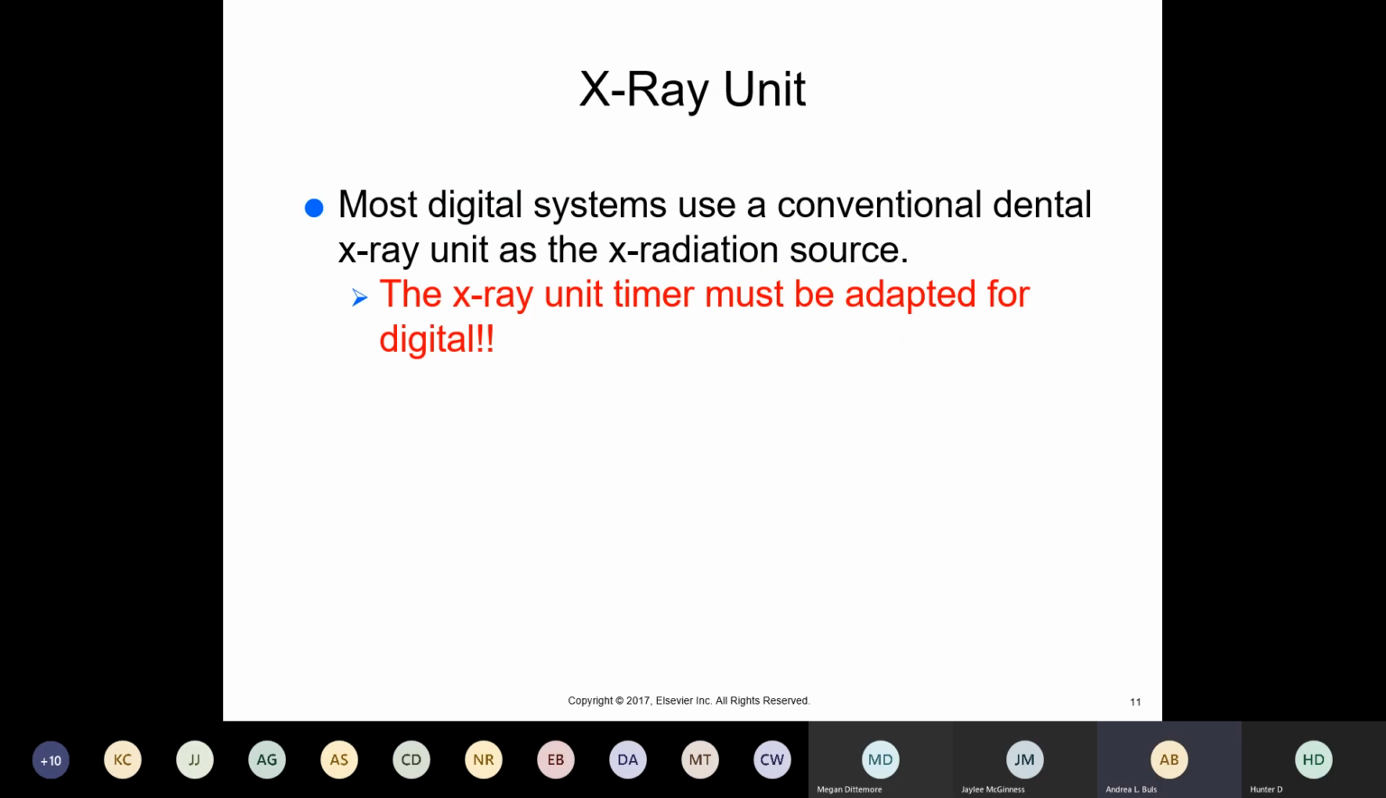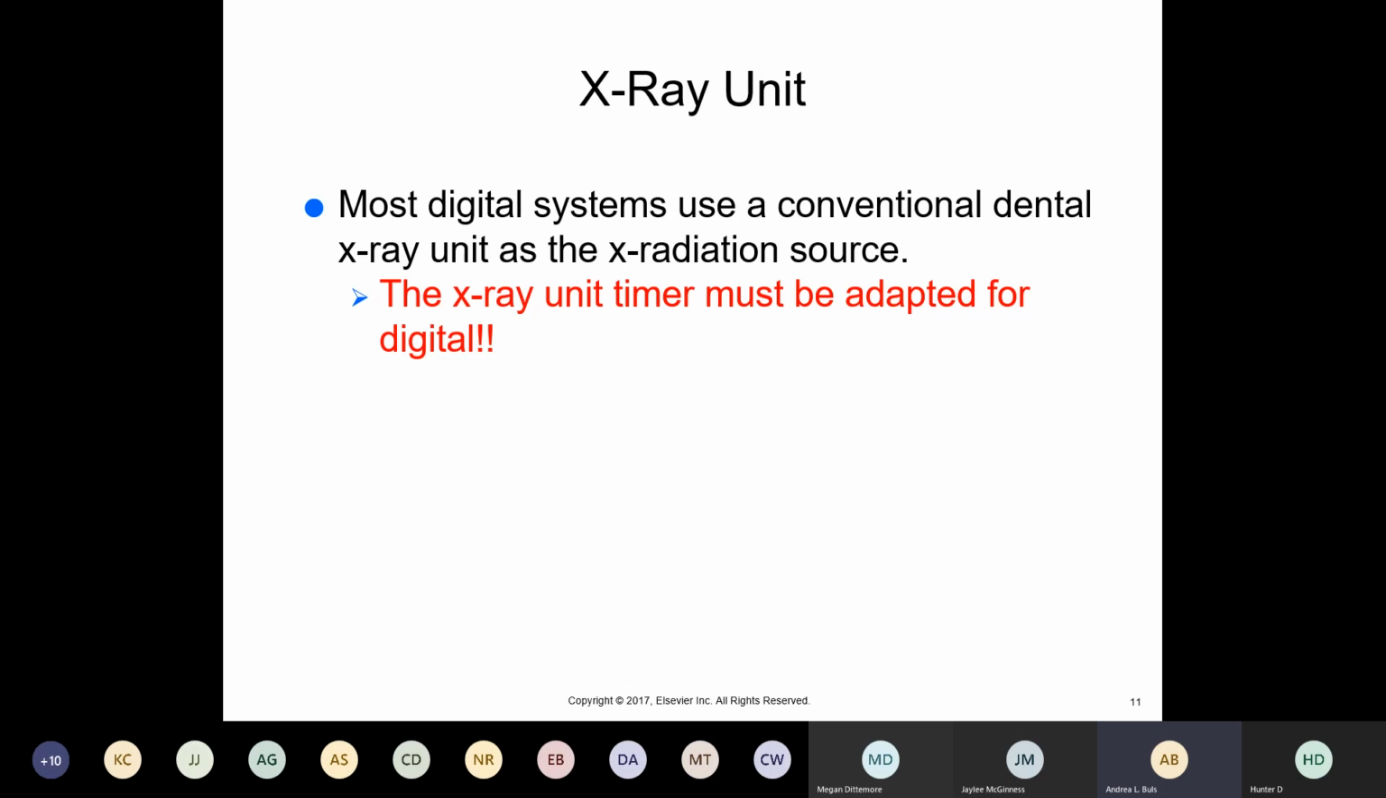As far as the X-ray unit, like I said, most digital systems just use a conventional dental X-ray unit as its source of radiation. The X-ray unit timer must be adapted for digital. We can see that in that one X-ray room that has our older wall unit by your locker room. If you don't change that exposure to digital, which is the picture of the computer, it is quite a bit more radiation being fired at your patient.